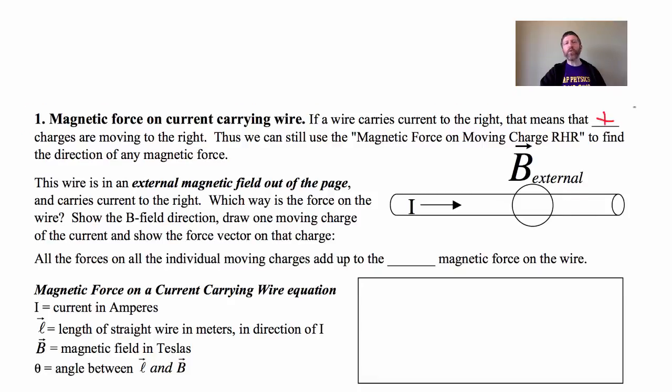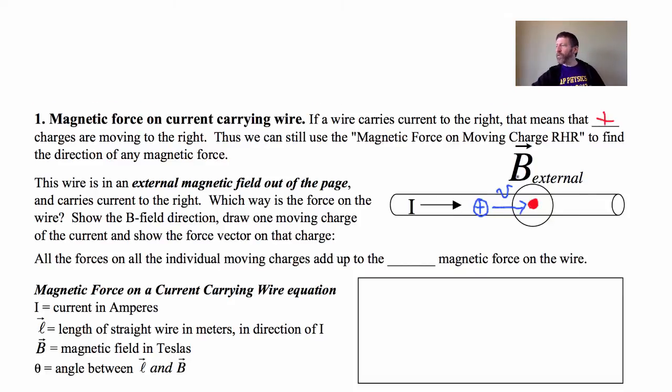Let's first show the B field direction. The external B field is pointing this way. That's the symbol for pointing out toward us. And then we're going to draw one moving charge of the current and show the force vector on that charge. If we have a positive charge, and the current's to the right, which way is that charge moving? It's also moving to the right.